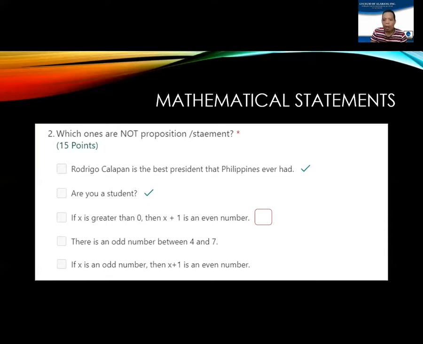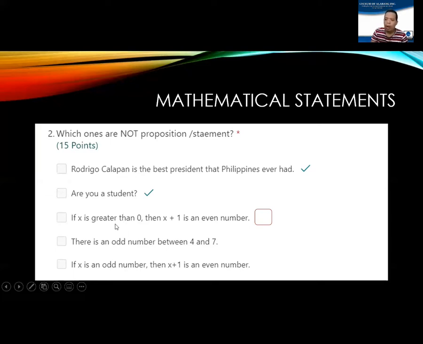There is an odd number between 4 and 7. Again, this is a true proposition. Okay? Then, the last one, if x is an odd number, then x plus 1 is an even number. This is again a true mathematical proposition because there is an implied value for x, which is an odd number. It could be either 1, 3, 5, 7, 9, 11, etc.